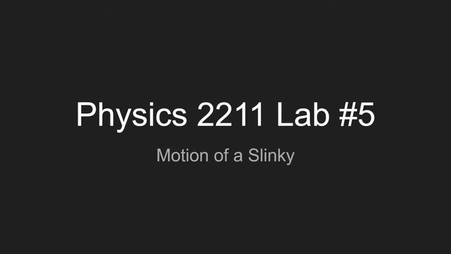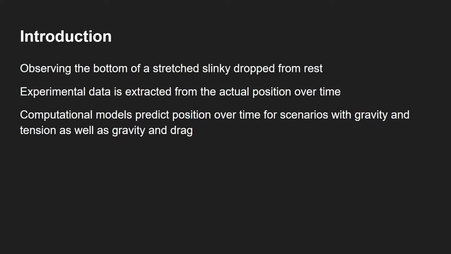This is Physics 2211 Lab 5, and we're going to be going over the motion of a slinky. Now, we will be observing the bottom of a stretched slinky that is dropped from rest, and we'll take experimental tracker data to extract the actual position over time. And then we'll have a computational model to predict the position over time for two scenarios, and one will have gravity and tension, and another will have gravity and drag.